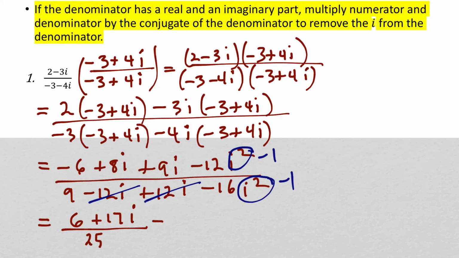Okay, now we're going to write it as a plus bi, so that means I'm going to put my 25 under the 6, that's my a. And then I'm going to put my 25 under the 17 and then write i. So that's a plus bi. That's the form of a complex number. So as you can see, we got the i out of the denominator.